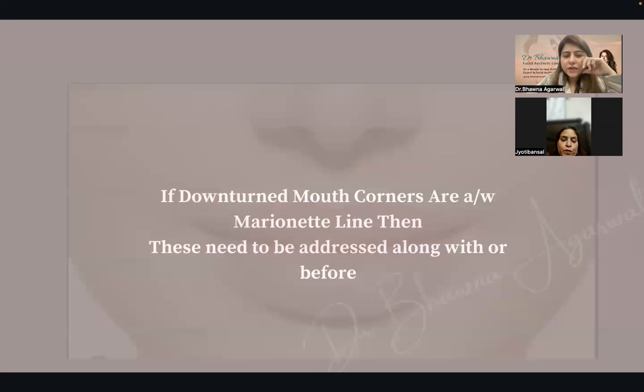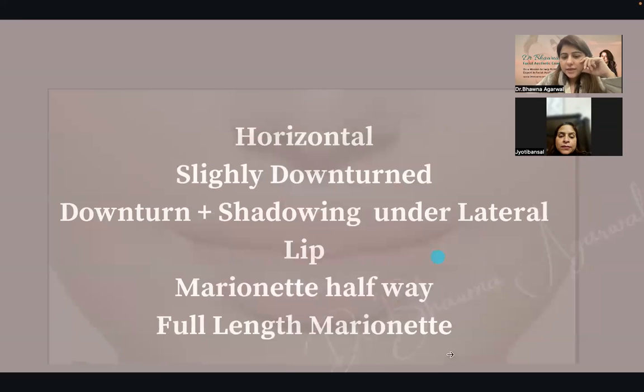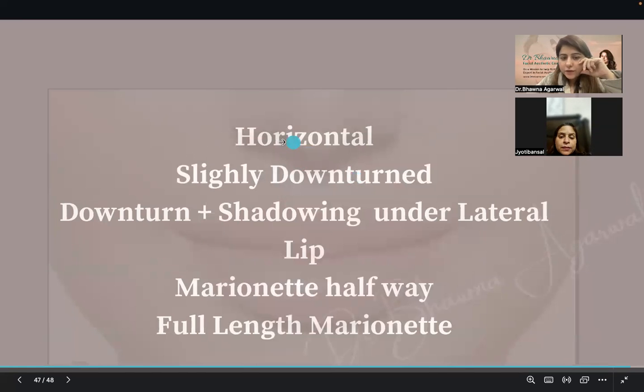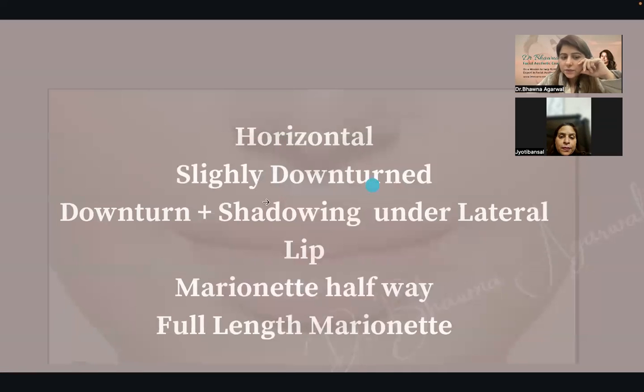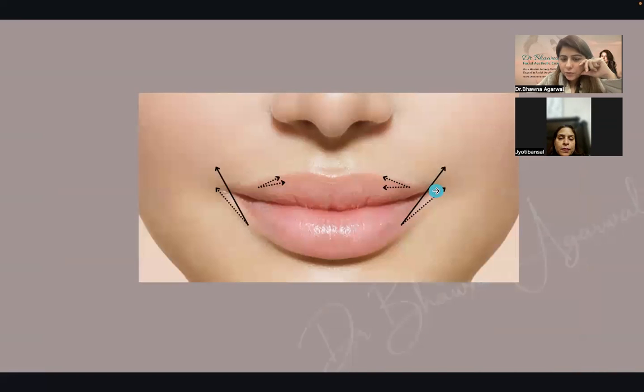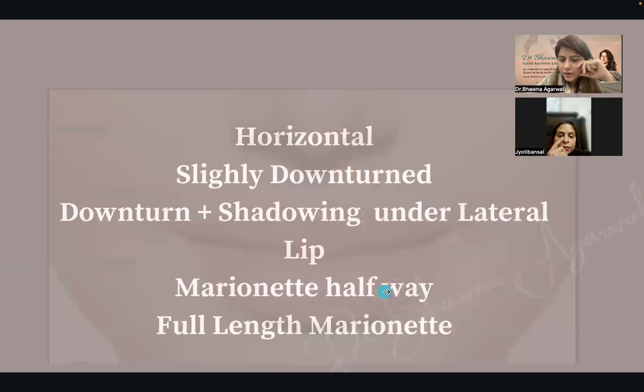If downturn mouth corners are associated with a marionette line, then these need to be addressed along with it. So these are the different types of downturn corners you'll have. Either you'll have a horizontal, slight downturn. There'll be downturn with shadowing under the lateral lip. That means there'll be a downturn, a little shadow over here and no marionette line, just a shadow. Then there'll be downturn plus a marionette line which extends only halfway till here. And then there'll be a case where there is downturn and a full-fledged marionette line, the pre-jowl and all that. Marionette halfway, full length marionette.